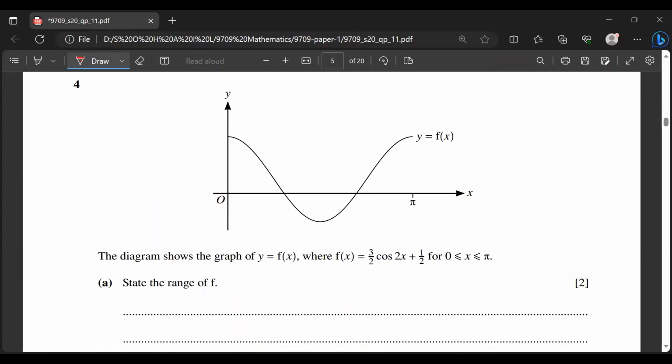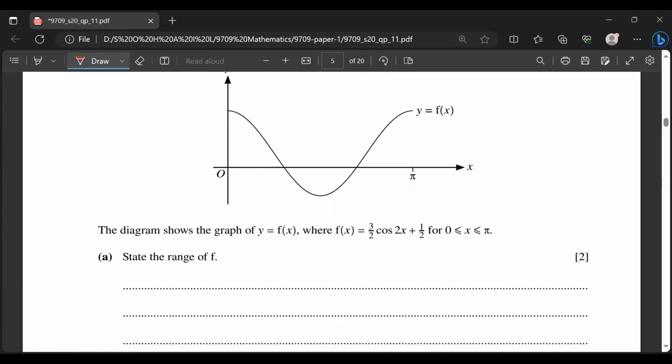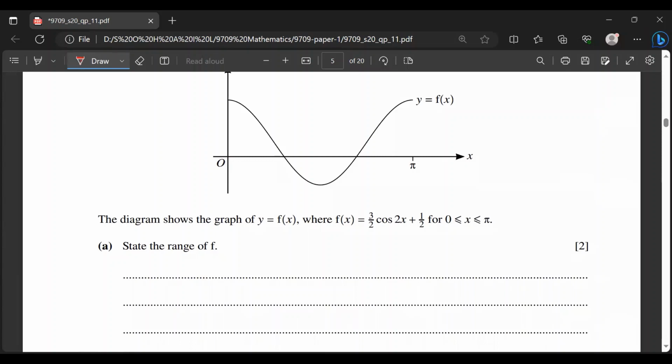Of trigonometry, the trigonometric functions. The diagram shows the graph of y equals f(x), where f(x) is equal to 3 over 2 cos 2x plus 1 over 2. And this is one complete pattern of the graph of cos. State the range. So there's a very special technique.